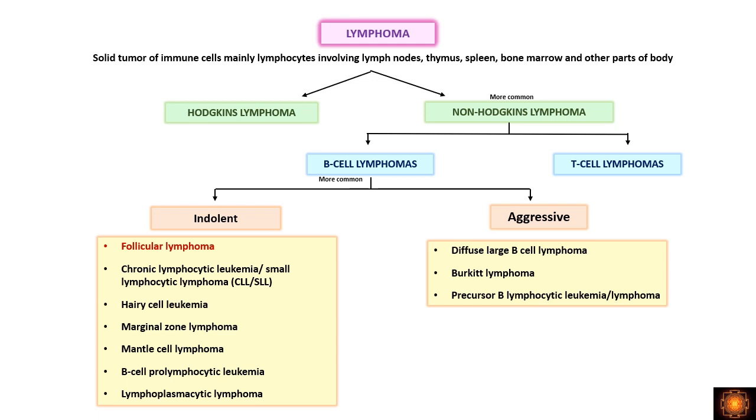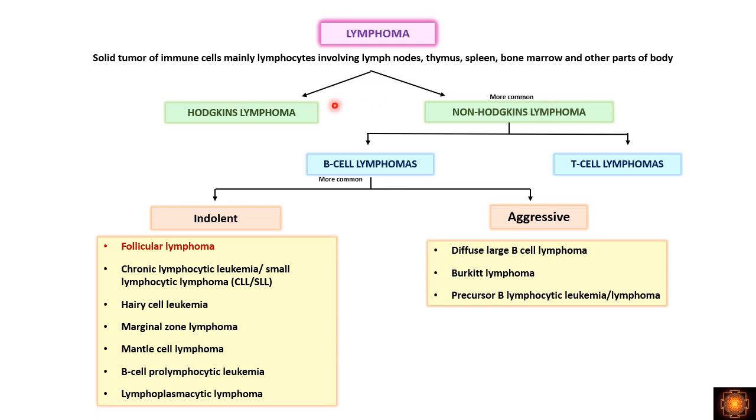Lymphoma is a tumor of the lymphocytes. It is a solid tumor of the immune cells, mainly the lymphocytes, and it involves the lymph nodes and lymphoreticular system. Along with that, other body parts also can be involved. Lymphomas are mainly classified as Hodgkin's lymphoma and non-Hodgkin's lymphoma. Among both of these, non-Hodgkin's lymphoma is more common.